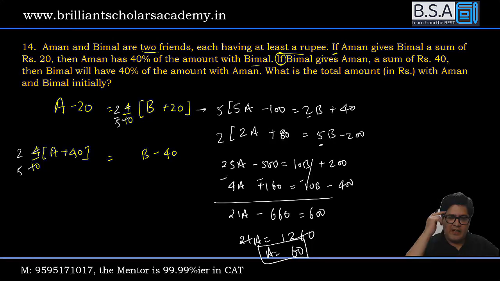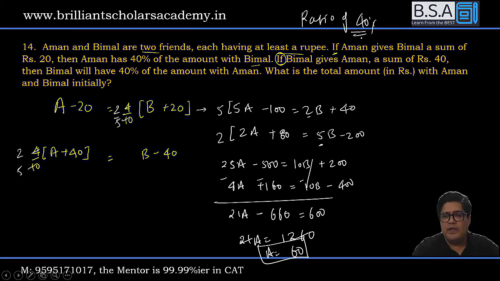Now you guys recall, think and tell me, what is the ratio for 40%? See, 10% is 1 by 10. So 40% should be 4 by 10 or 2 by 5. Listen to the language now. Who has the 40% value? Forget 20 rupees. Who has the 40% value?